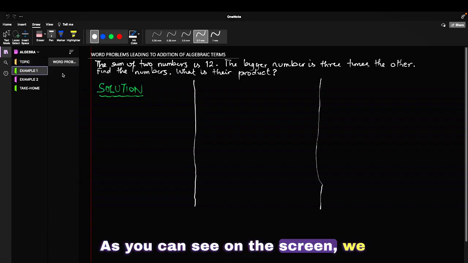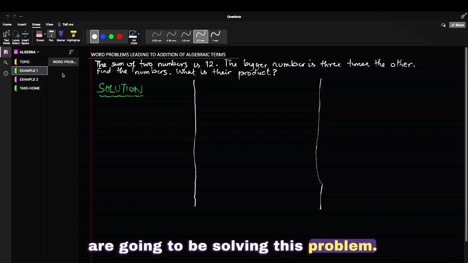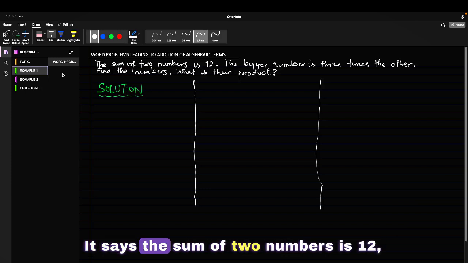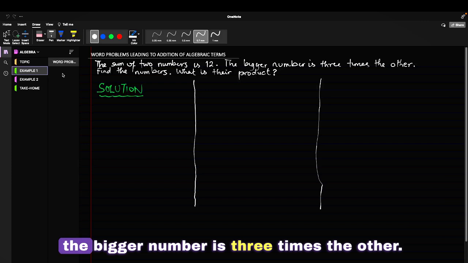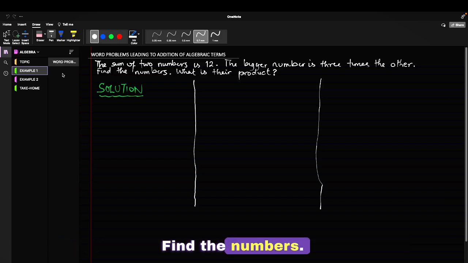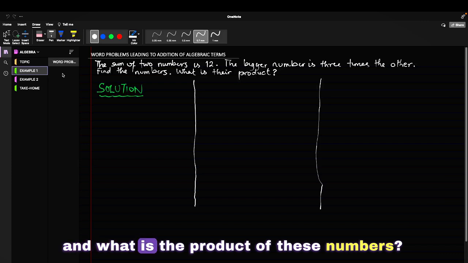As you can see on the screen, we are going to be solving this problem. It says the sum of two numbers is 12. The bigger number is 3 times the other. Find the numbers and what is the product of these numbers.